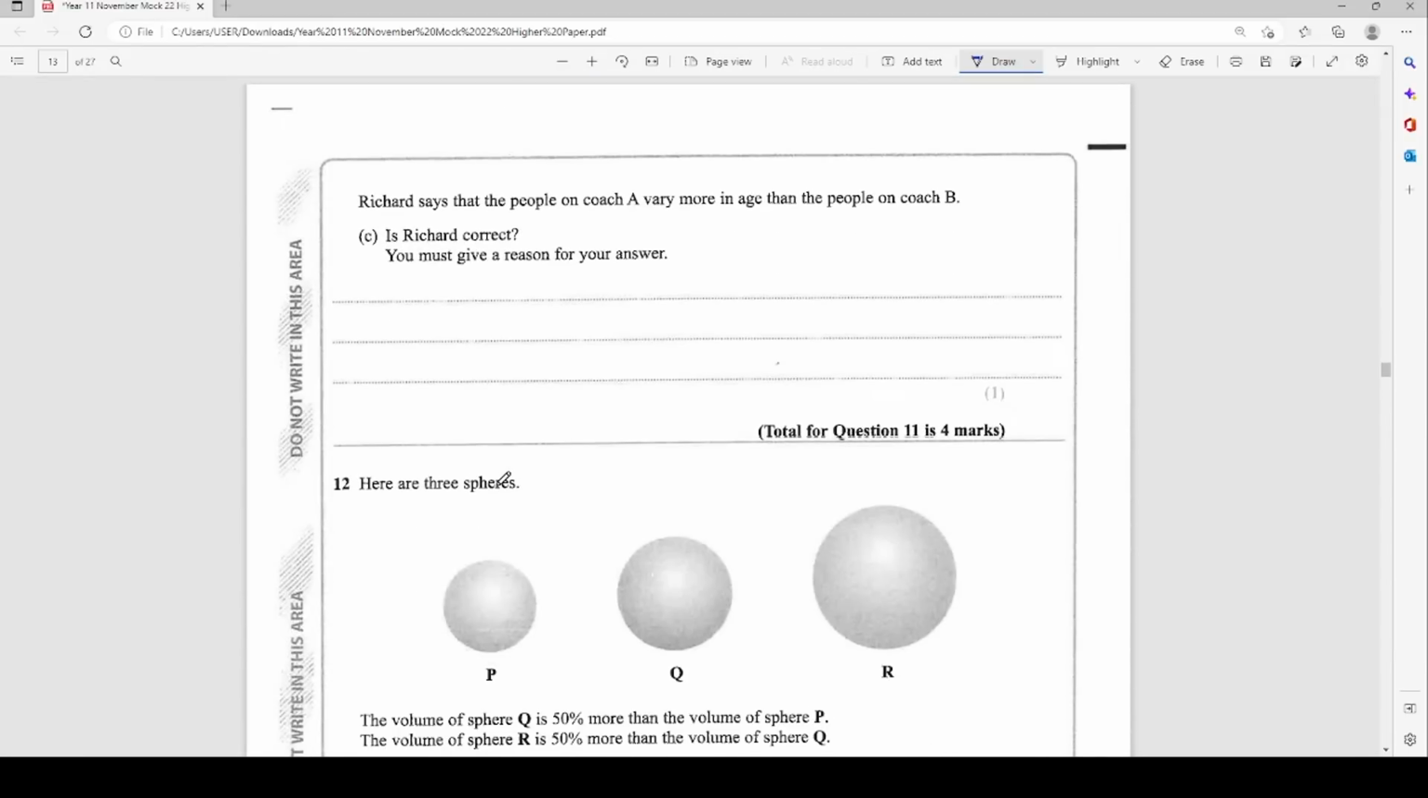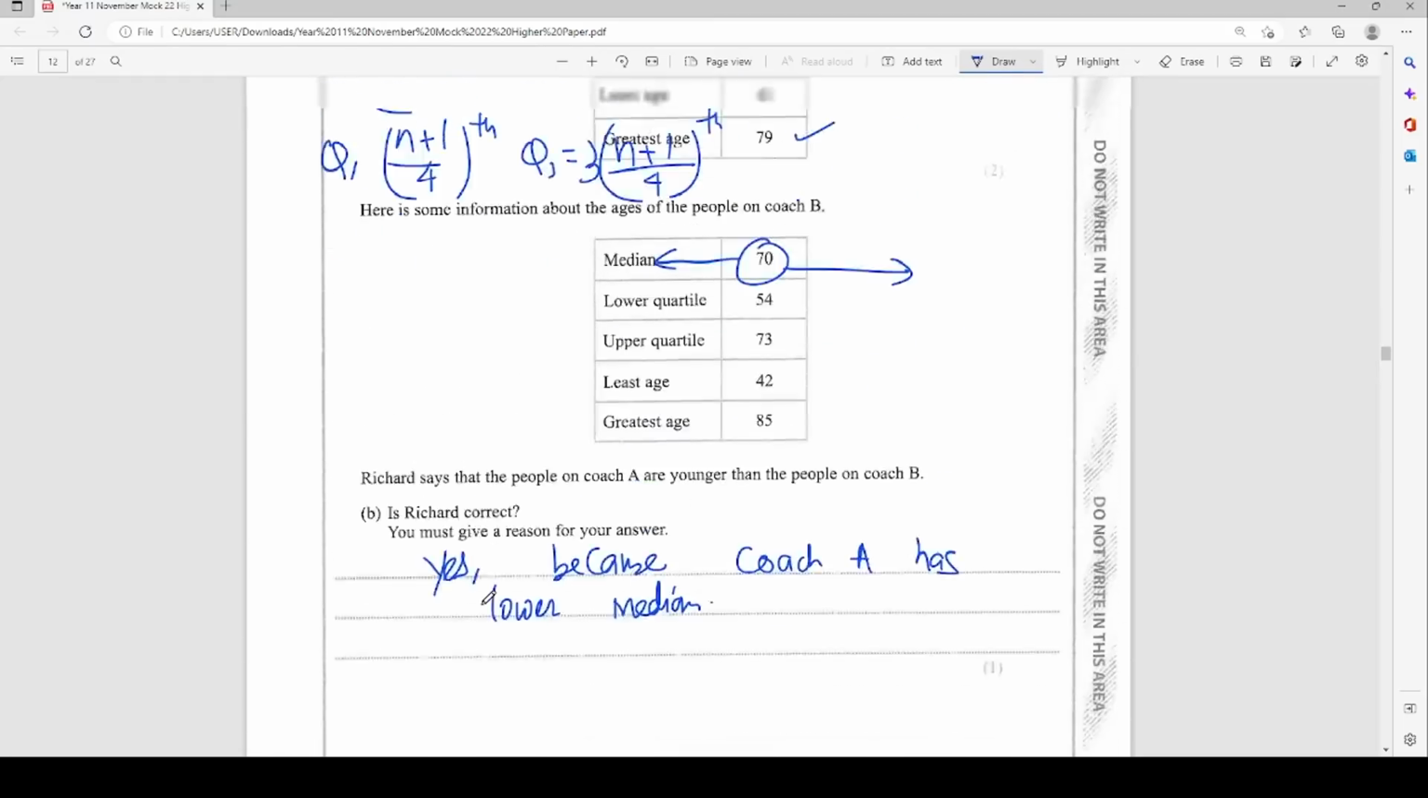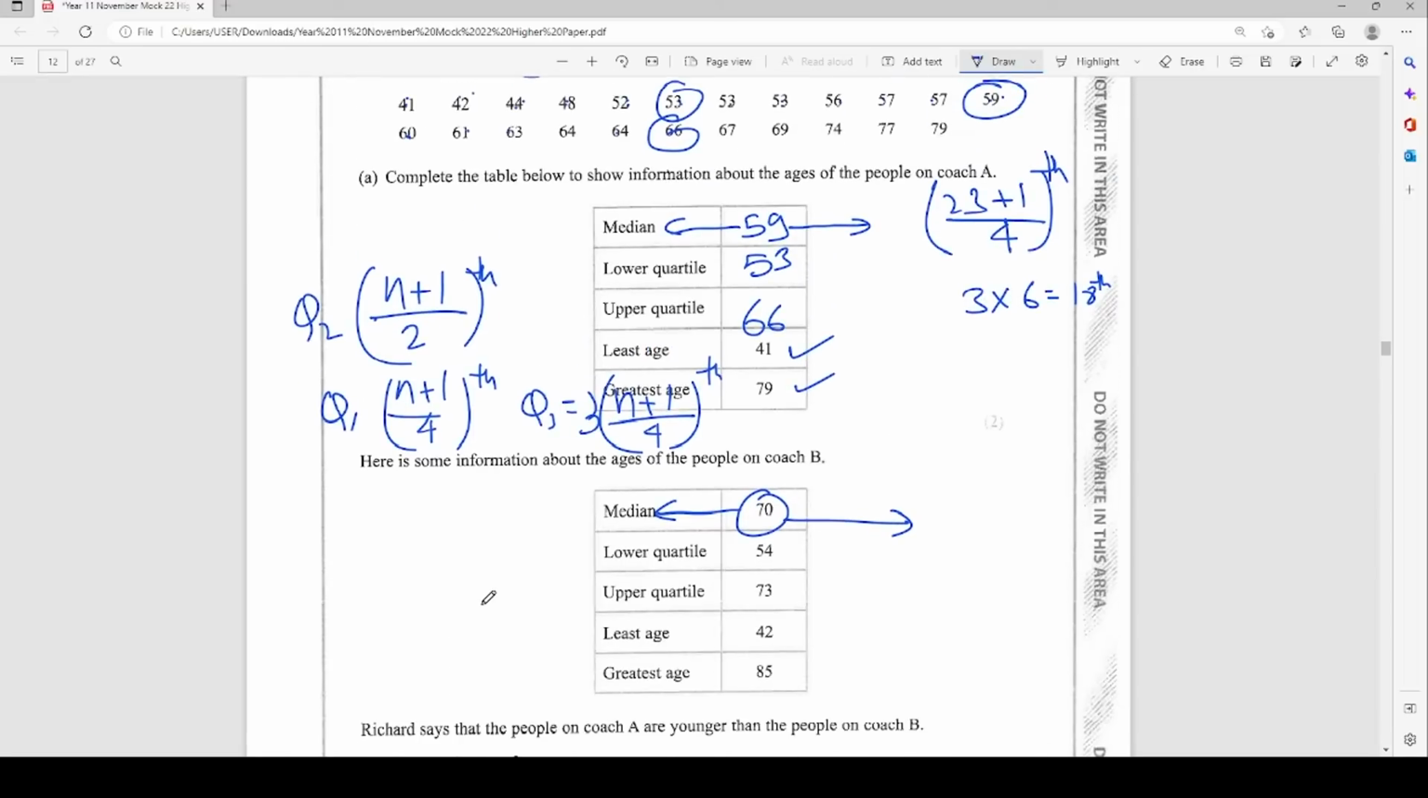Next is, Richard says that the people on coach A vary more in age than people in coach B. Is he correct or not? So let's see. Over here in coach A, what is the difference between the lower quartile? I will try to draw a box and whisker plot, because a box and whisker plot is the best way to visualize these kind of 5-point summaries. So I'm just drawing a rough box and whisker plot just for our reference.